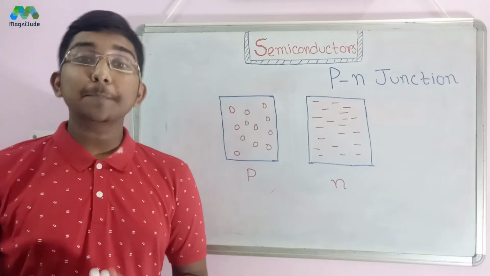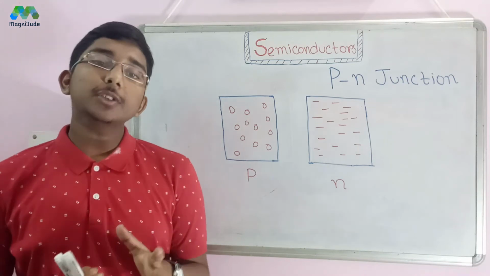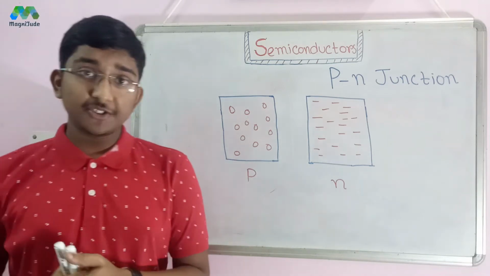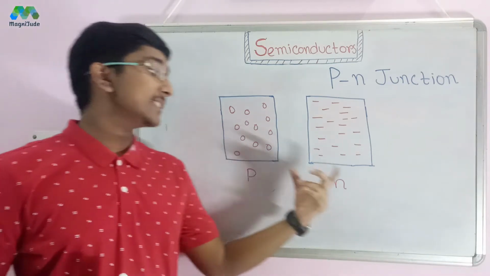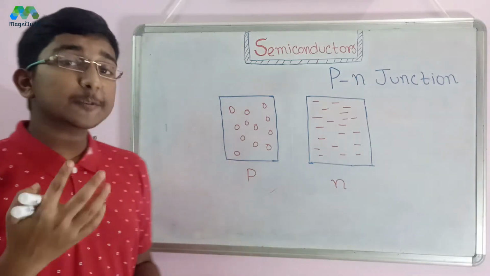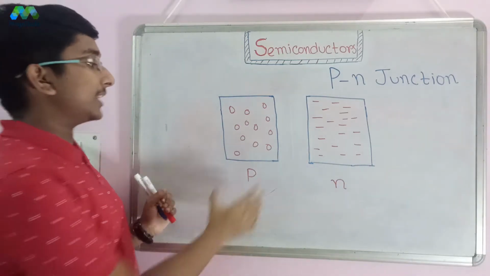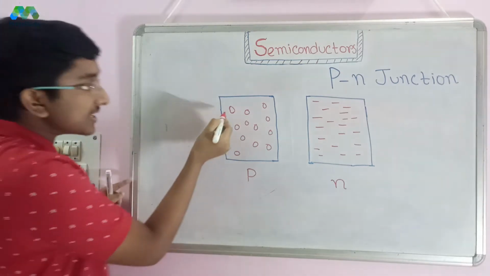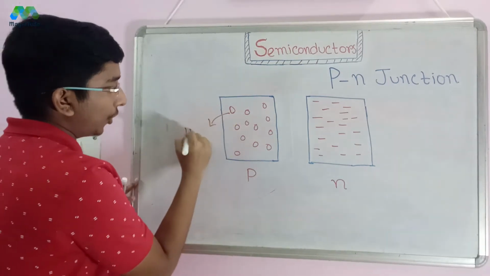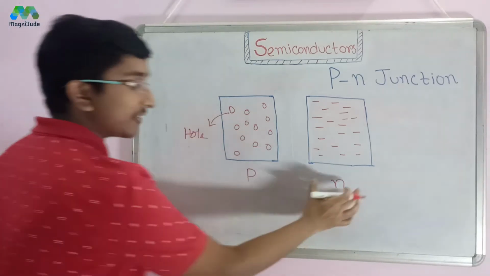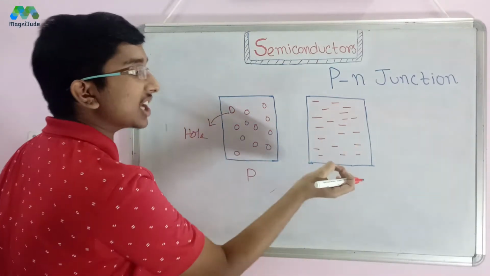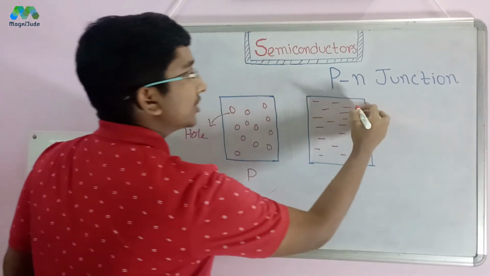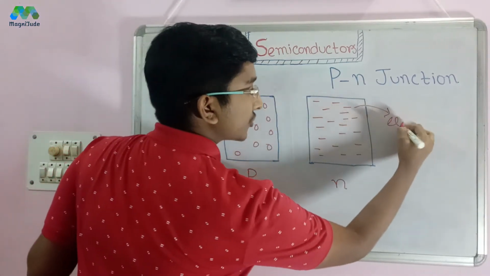Now, what is a PN junction? We know there are two types of semiconductor material. One is P-type, another one is N-type. In the case of P-type material, we know that holes are the majority charge carriers, so I represent these as holes. And in the case of N-type material, the majority charge carriers are the electrons, so I name them as electrons.